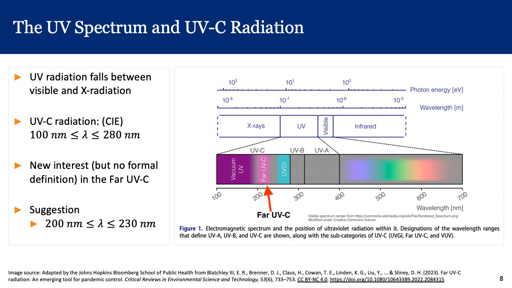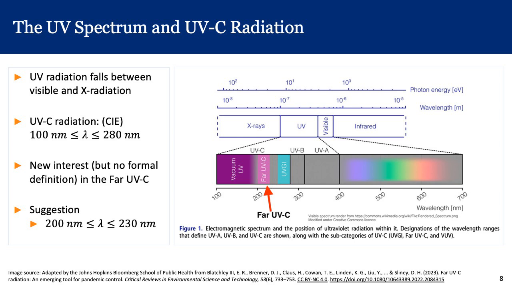So there's been a new interest, but no really formal definition in what's termed the far UVC. And you see that right between about 200 and 230 nanometers on the scale. So there's a suggestion by some scientists that work in this area to standardize on 200 to 230 nanometers, which in terms of the full UV spectrum is practically in the middle. What about shorter wavelengths that are listed on our image there as vacuum ultraviolet?